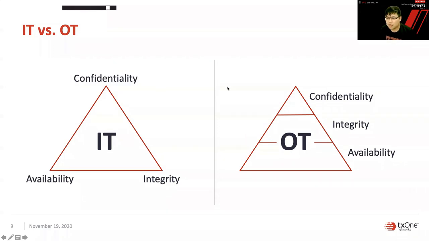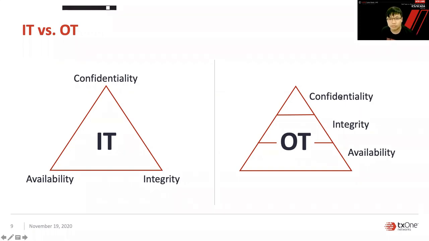Okay, the triangle shows the difference in confidentiality, availability, and integrity priorities. From the OT side, everyone needs to make sure availability is the first priority. When availability is satisfied, it's possible to discuss integrity or confidentiality. They need to keep operation running, and make sure the operation is right, and then they have the opportunity to talk about security on the OT side.